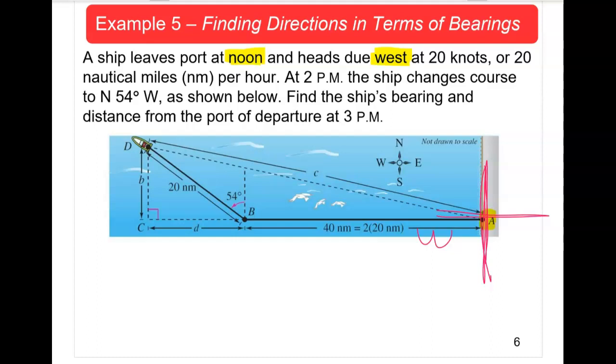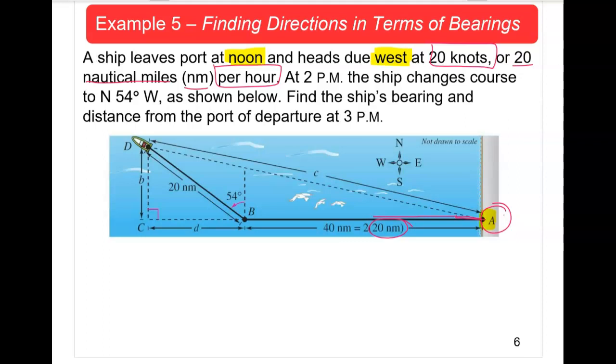So in this case, we started here and then the ship went due west at a speed of 20 knots or 20 nautical miles (nm) per hour. Now, this is important because we have the 20 represented here, but it's being multiplied by 2. The reason for that is the next sentence.